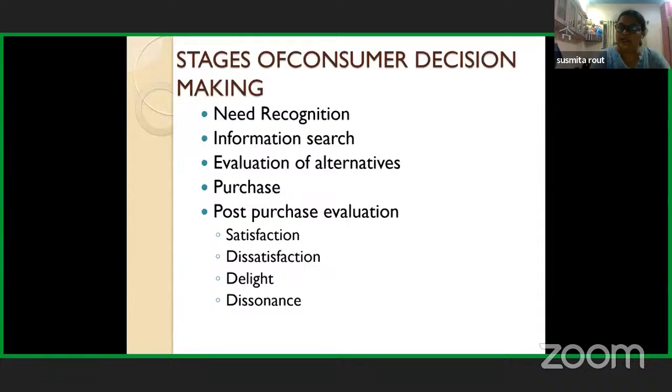It might be an internal need recognition, it might be due to some external factors when a consumer recognizes a need. Now, can someone tell me what exactly is a need? What does need exactly mean? When you say, oh, I have a need, what does that mean?